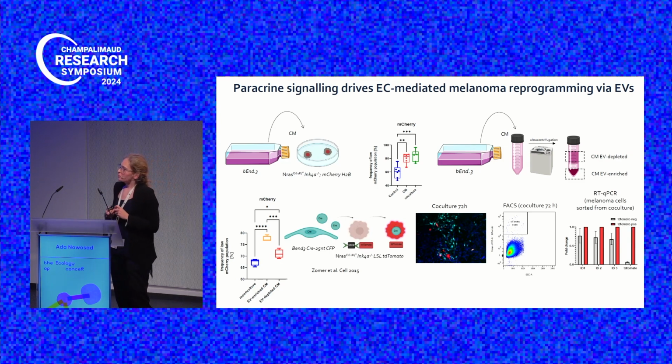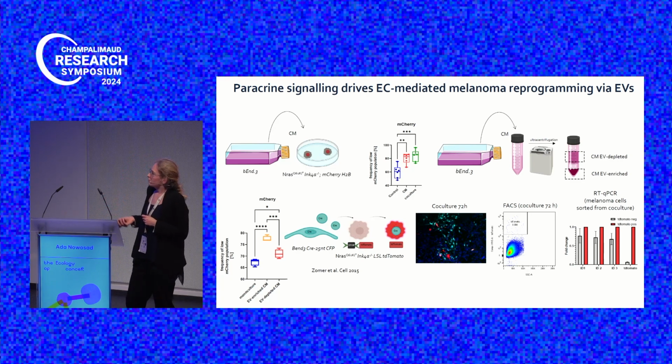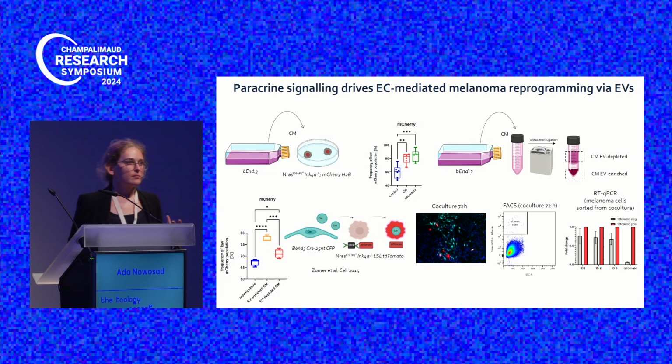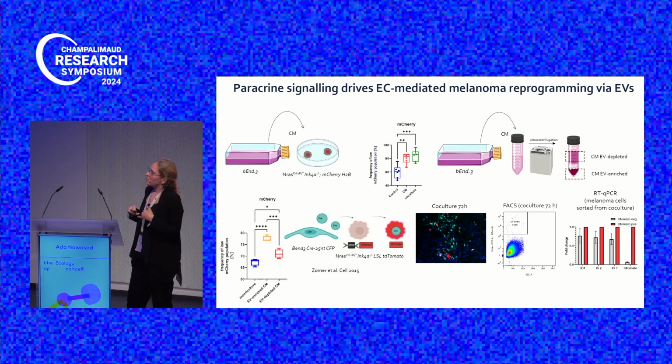We also use the tools that were previously developed in Professor Varinen's lab, in which we can overexpress Cre recombinase that is packed into extracellular vesicles in sender cells, so in our case, endothelial cells, and we co-culture them with melanoma cells, which express a lox-stop-lox tdTomato cassette. So cells that take up those EVs should turn on tdTomato. And as you can see here, this is the case in our co-cultures.